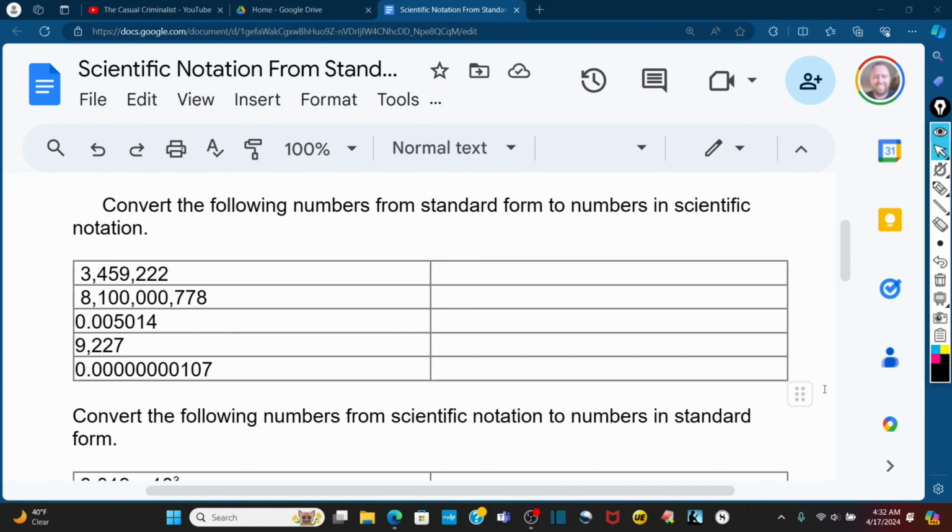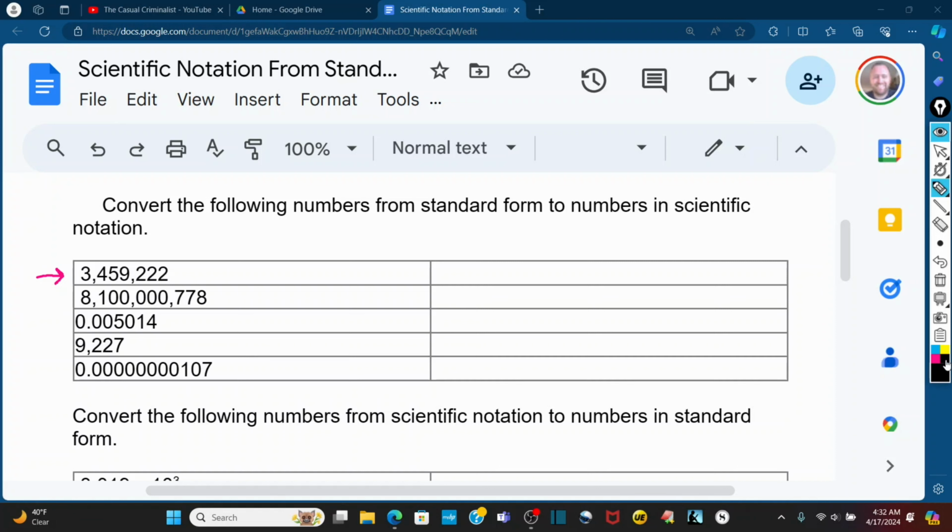In this video, we are going to switch numbers from standard format to scientific notation, and we're going to go back. So let's start with the numbers that are in standard format. For instance, this number here, 3,459,222. We want to switch that to a number in scientific notation.